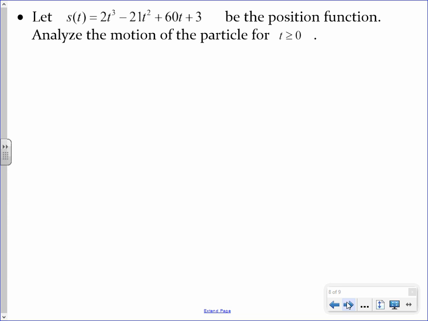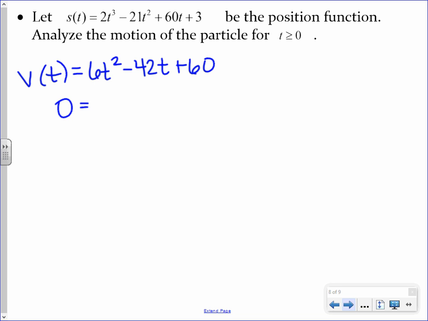Okay, let's just go straight to velocity. Our velocity function, we're just going to take the derivative: 6t squared minus 42t plus 60. Now, to do anything with figuring out where this is stopped, moving left, moving right, we need to know where it stopped, because that breaks up any change of direction. So it stopped when our velocity is 0.